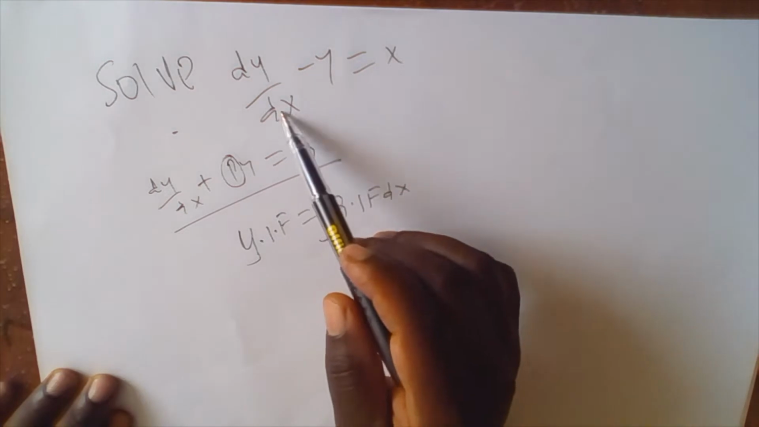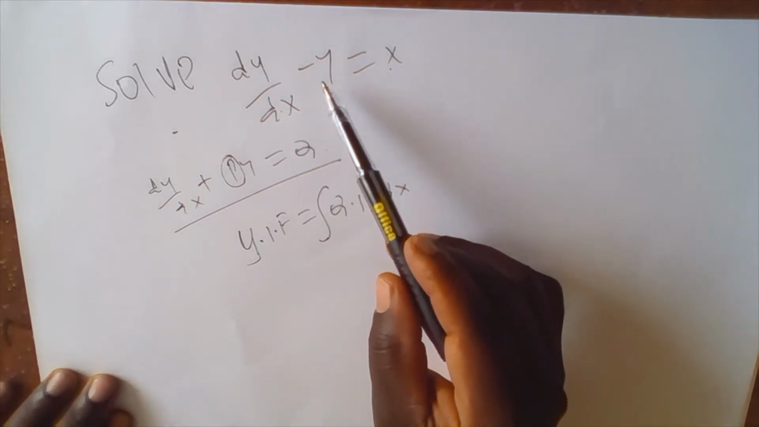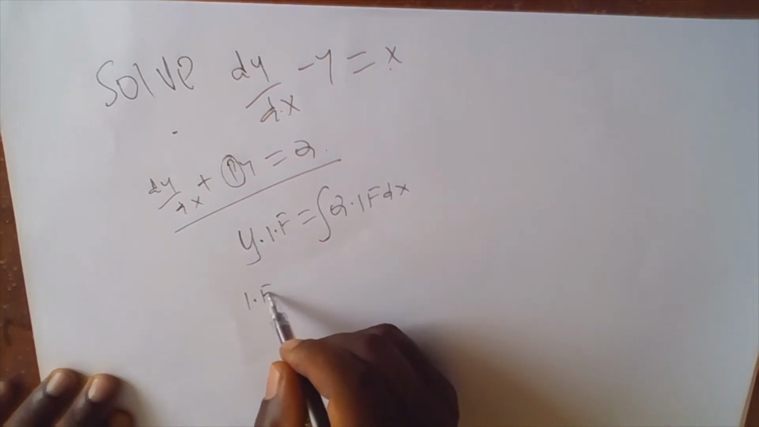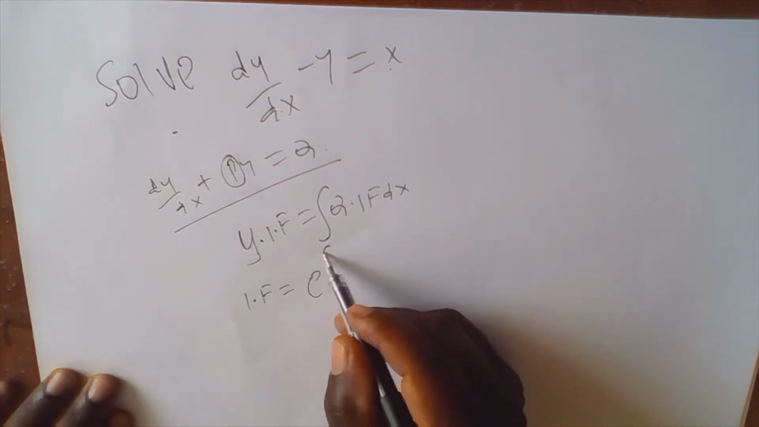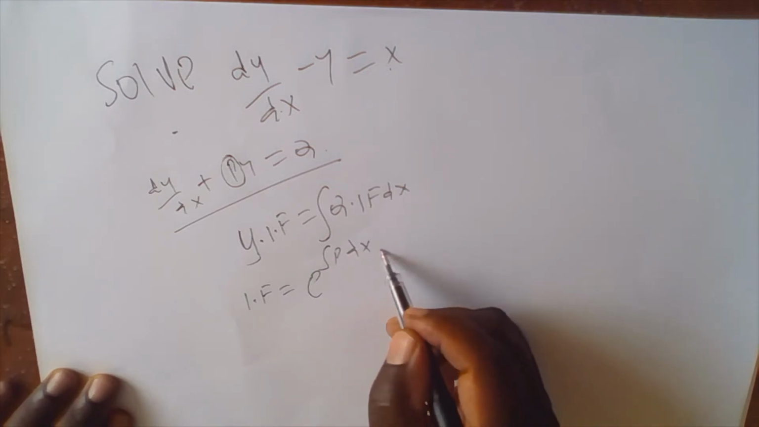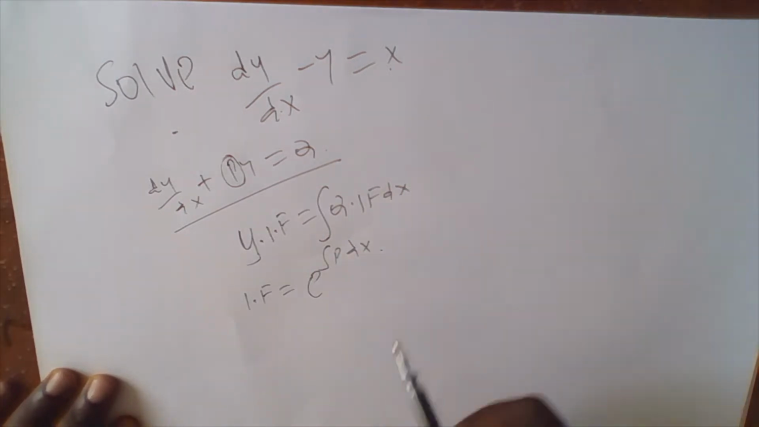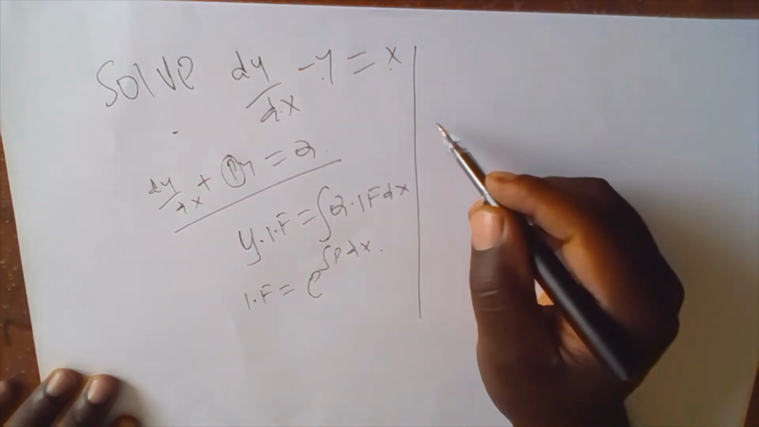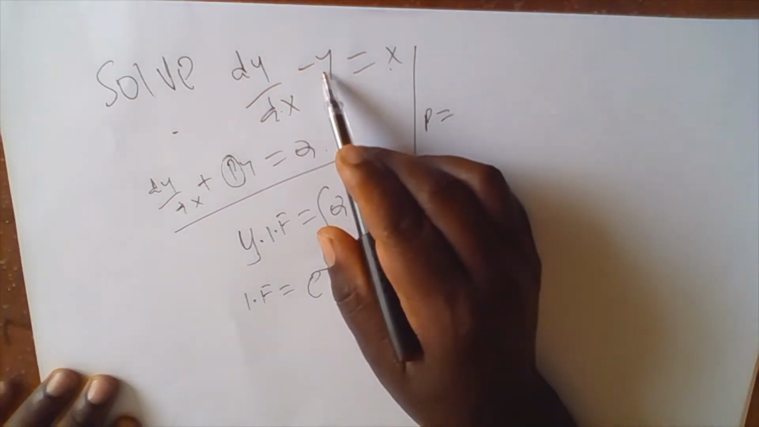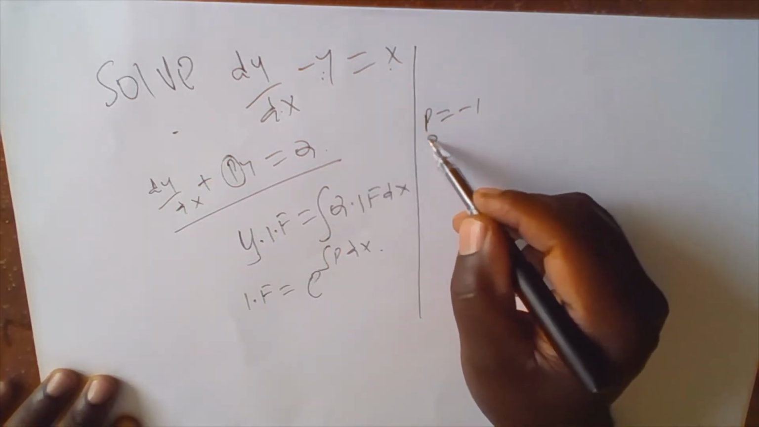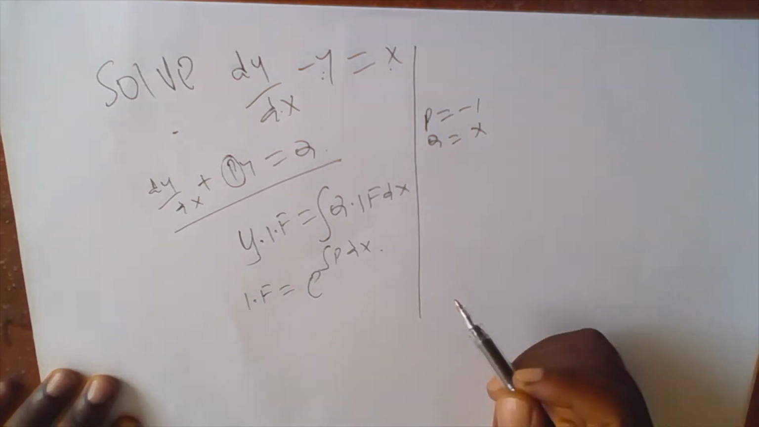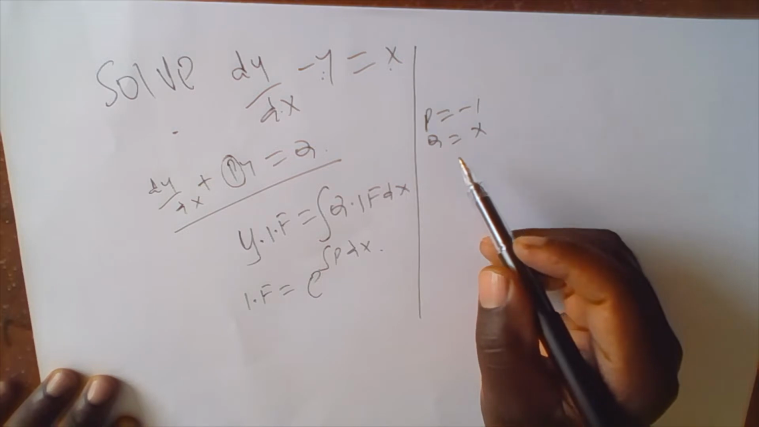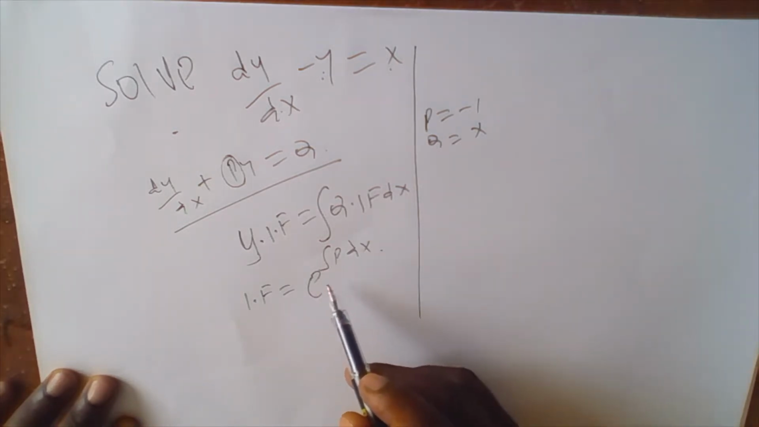So when we are given an equation like this, ours is to identify the integrating factor, and we must know that the integrating factor is given by exponent integral of p dx. Now from this information, we shall realize that our p equals -1, then our q equals x. So if p is equal to -1, we now need to get the integrating factor. The integrating factor is given by this.